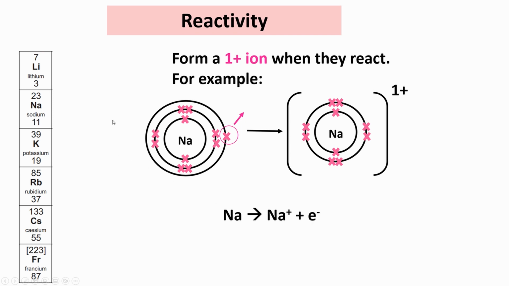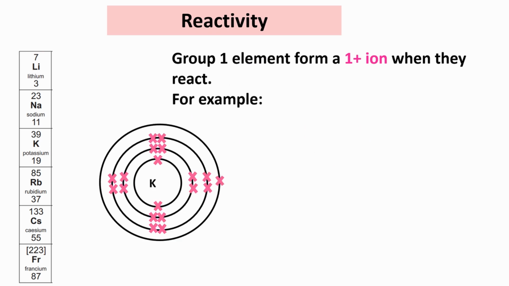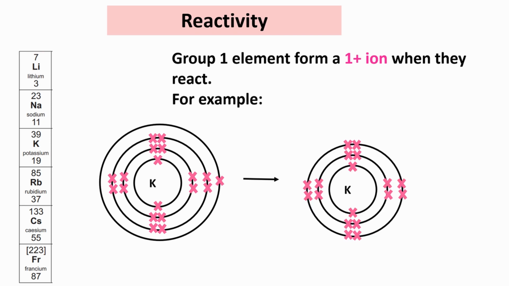Now I would like you to have a go at doing the same diagram for potassium and also this equation here. So pause the video and have a go. Okay, so this is what you should have. This is the arrangement for potassium before it loses an electron, and then it loses 1 electron, so it's got a full outer shell, and we put those brackets around it with a 1+ to show it's got a 1+ charge now.